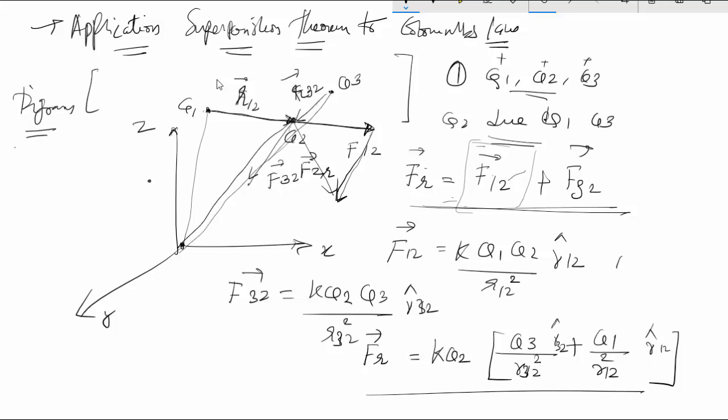If you see it in the graphical form, it's possible to show that this is my F12 force, and this is my resultant force, while at the same time this is a force F32, and I'm summing F32 plus F12. So what I'm getting is the resultant force, which is this vector.